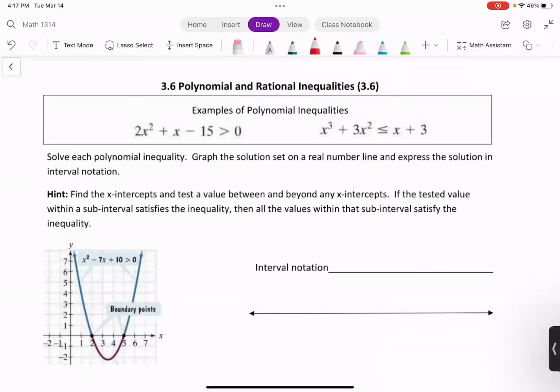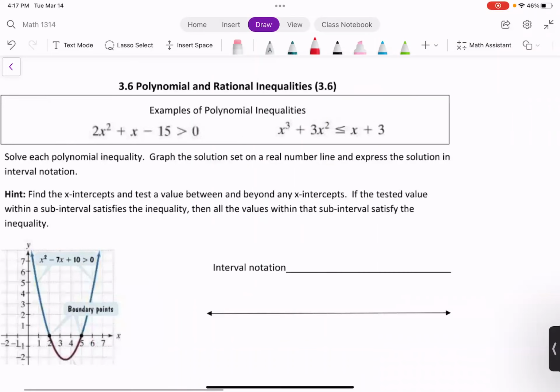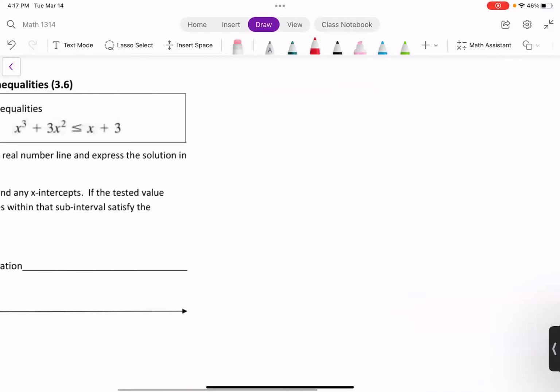Before we jump into 3.6, let's do a little bit of review. If I have a function f of x equals x squared minus 7x plus 10, how do we graph this function? First, we need to decide the behavior on the right and left end. First, we decide the right end. The leading coefficient is positive. So when we are graphing it, positive means going up.